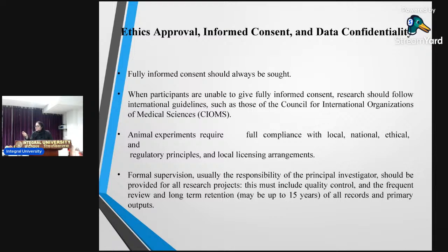So your research topic is also a research project, right? It's a project where the findings of your research thesis will help in building a bigger project, right? A bigger project for funding. So the formal supervision is usually the responsibility of the PI. It should be provided for all research projects. This must include quality control and the frequent review and long-term retention, right? Retention of what? Of all records and primary outputs.